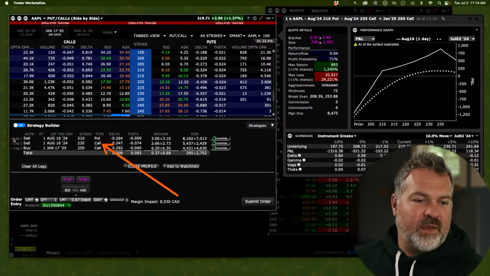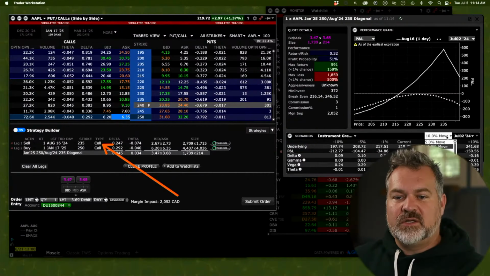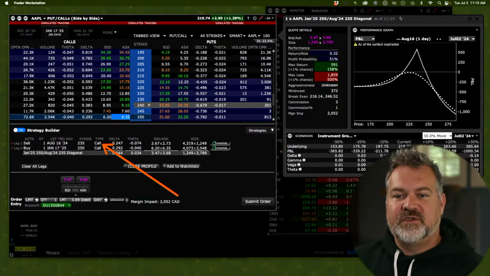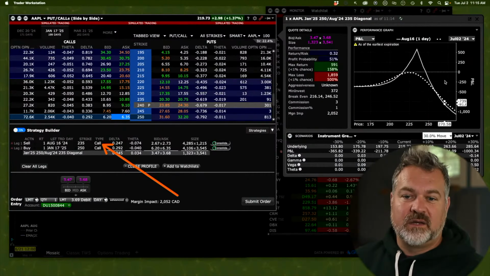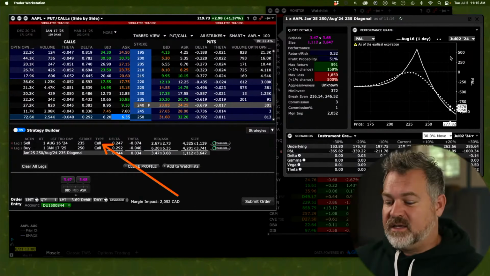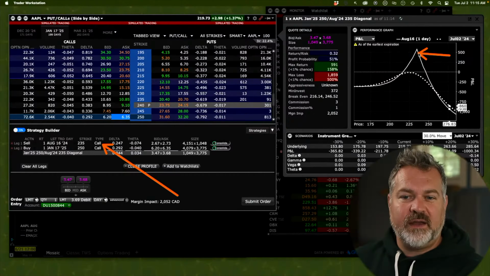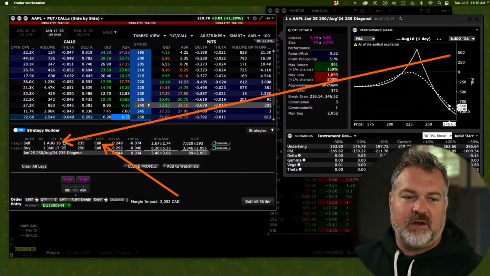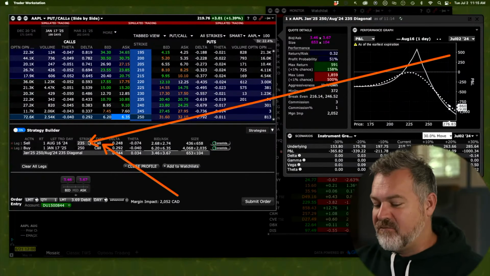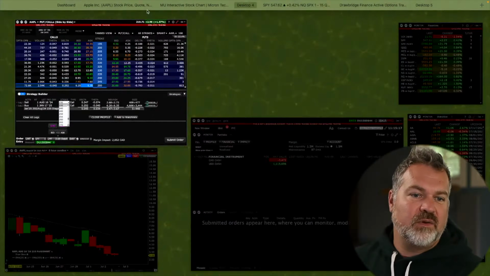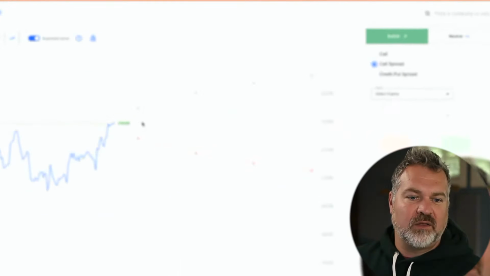Without the short put in there, this is what the position looks like. It's looking for a bullish move to the upside, but it does have risk to the upside as well if Apple was to go up too much. So it's a relatively neutral trade with a profit spike very specifically at August 16th around the 235. Why might we put that on? Well, let's go over to Options AI and take a look at where that is.